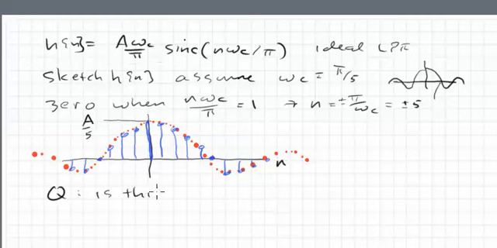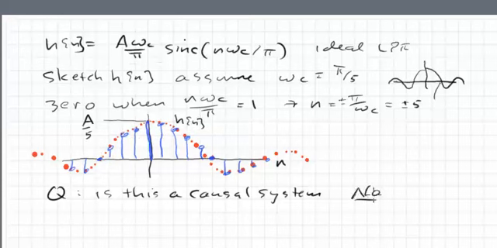Is this a causal system? Remember, it's a low-pass filter, so we're calling it a system, has an input and an output. Is it causal? So if I hit it with an impulse at n equals 0, are we going to have any troubles with the output occurring before the input? And clearly, since this is h of n, we do have a lot of output of the system before an input at n equals 0. So the answer is no, it's not a causal system. So the ideal low-pass filter is not causal.